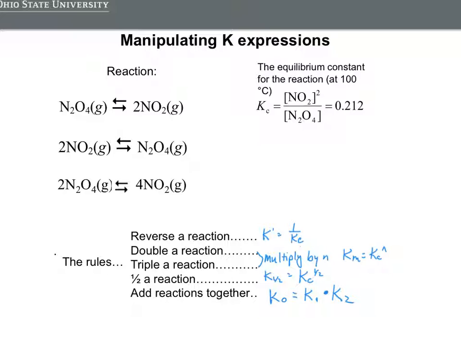And then if you add reactions together, the overall K is going to be equal to K1 times K2. If you have multiple reactions that you're adding together, more than 2, you just keep multiplying by K, however many Ks you have. Questions on that?